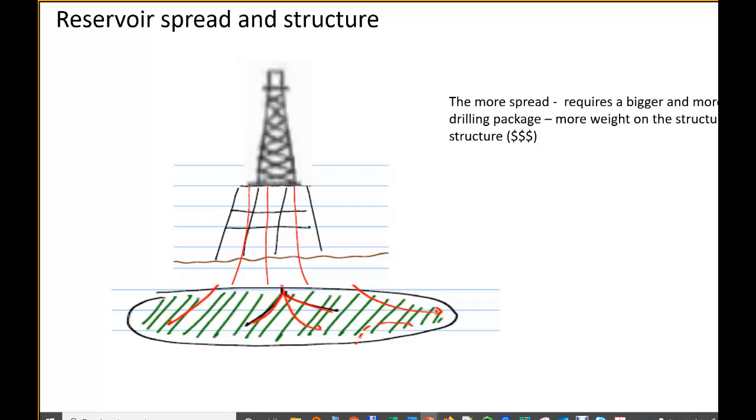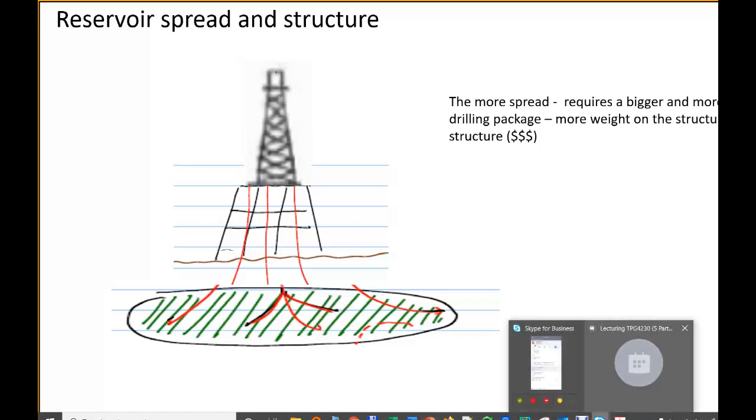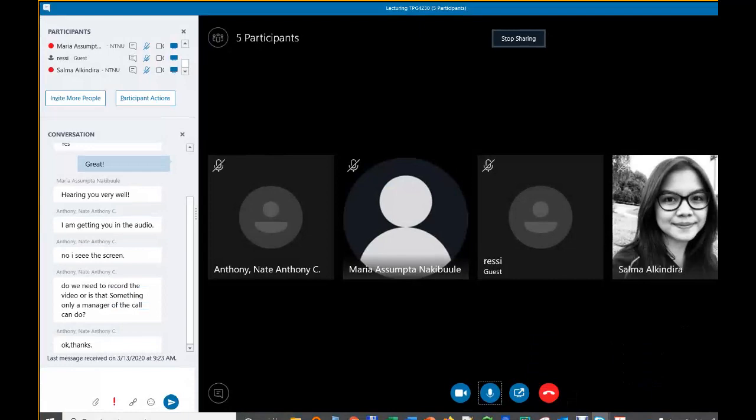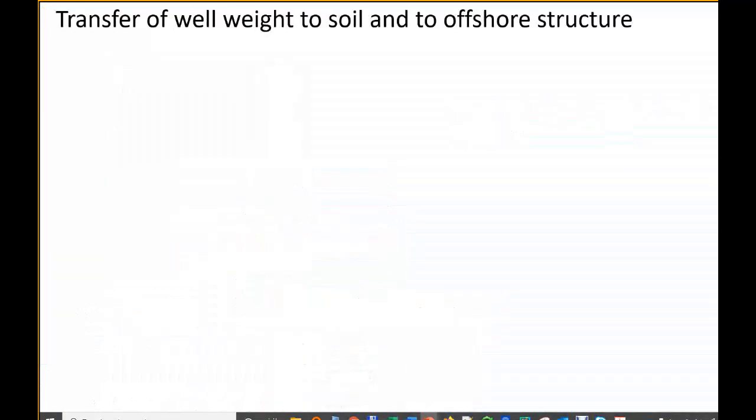Okay, but also one comment is that the more spread then requires a bigger and costly drilling package. Okay, because this has to be able to reach the targets that are far away from the location, and you can if you're going to reach everything on the structure from one location. Okay, so that means if the drilling package has to be bigger, has to be extended reach, then that requires more weight on the structure, and then the structure has to be bigger, which is very costly. Okay.